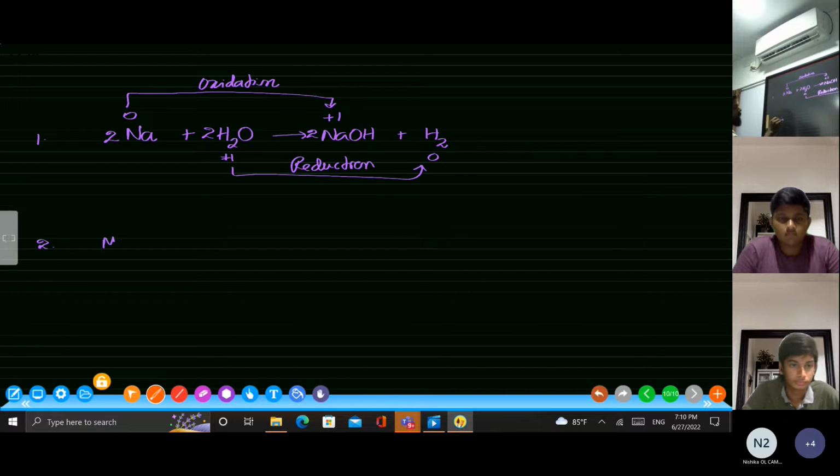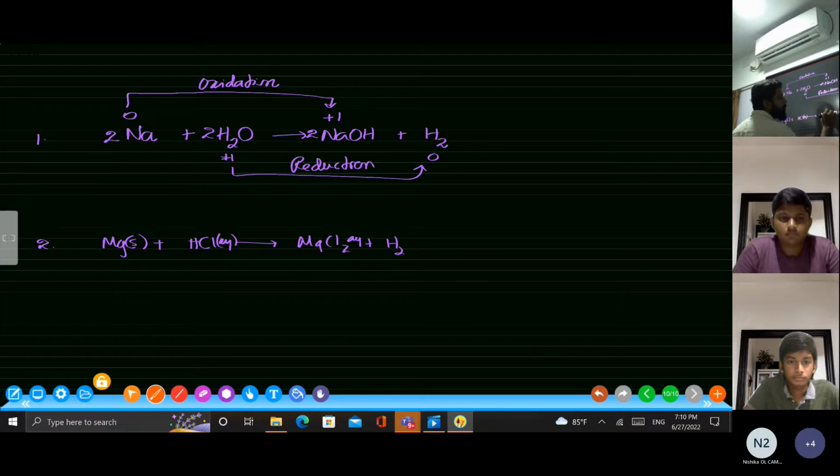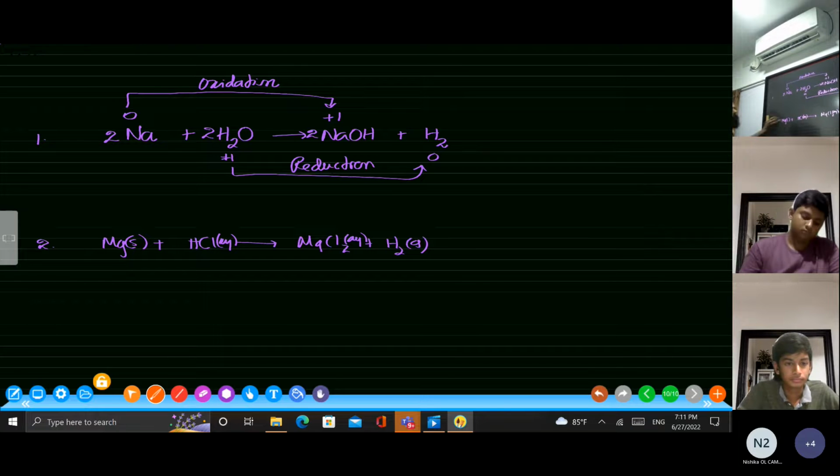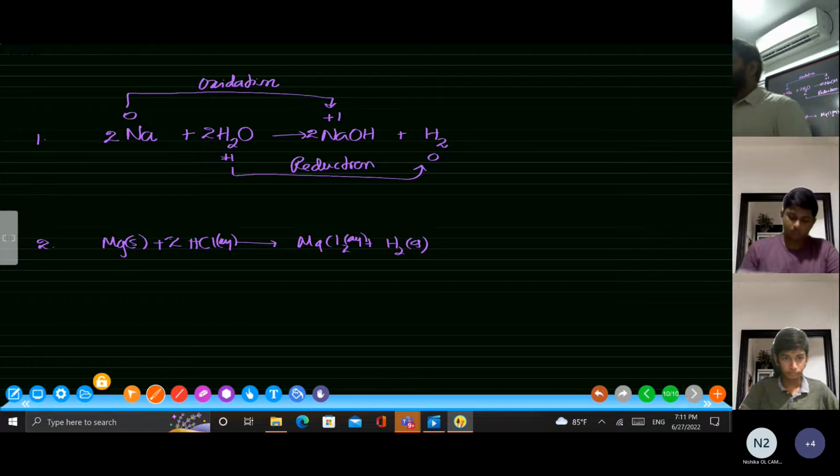Example number 2. Let me take magnesium and HCl. What are the products? Magnesium chloride and hydrogen gas. Here I'm going to go for ionic equations too. Magnesium chloride is aqueous, hydrogen is gas. We need to put 2 in front of HCl. Is this redox or not?